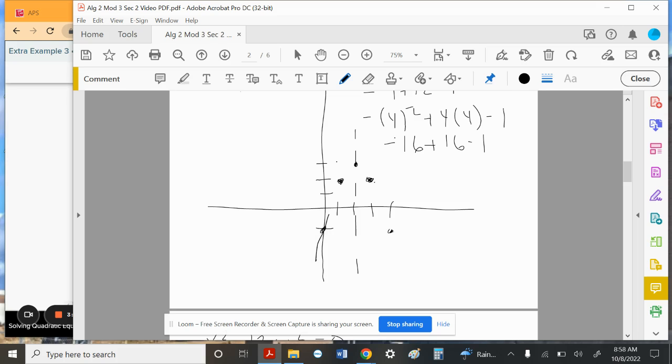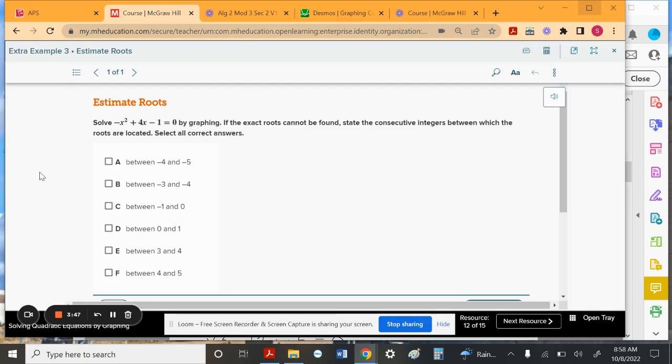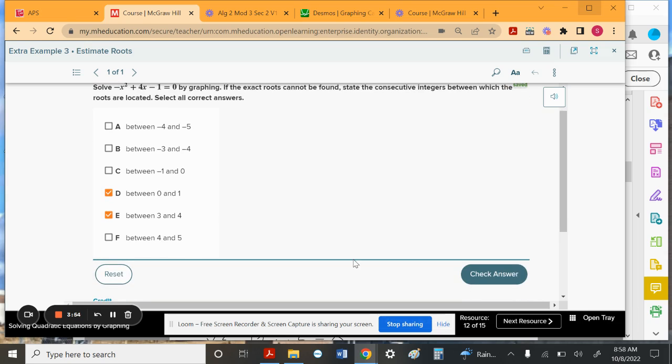So we can see that it looks something like this. And we can see that one root is somewhere between 0 and 1, and the other is somewhere between 3 and 4. So we know it's somewhere between 3 and 4 and 0 and 1. So we can check our answers, make sure that those are okay. And that's what we get.